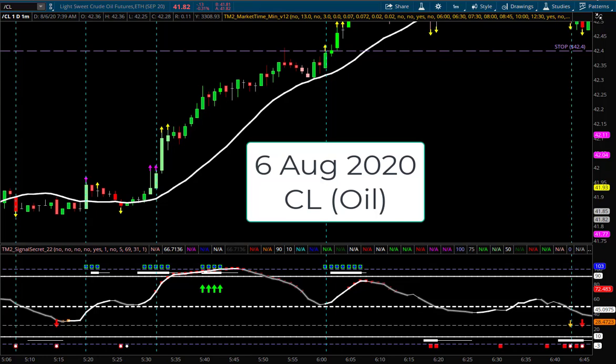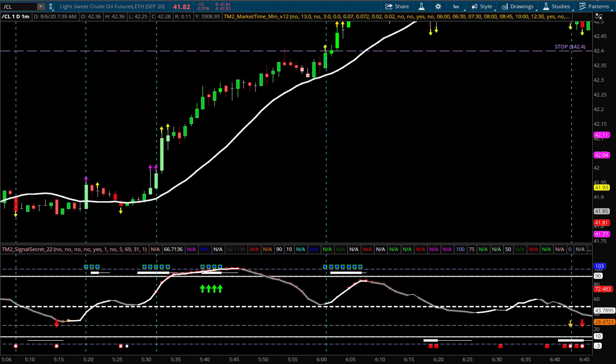Okay, this is Grant. So I wanted to introduce you to a way to use TM2 for oil, so trading the CL contract on the futures.